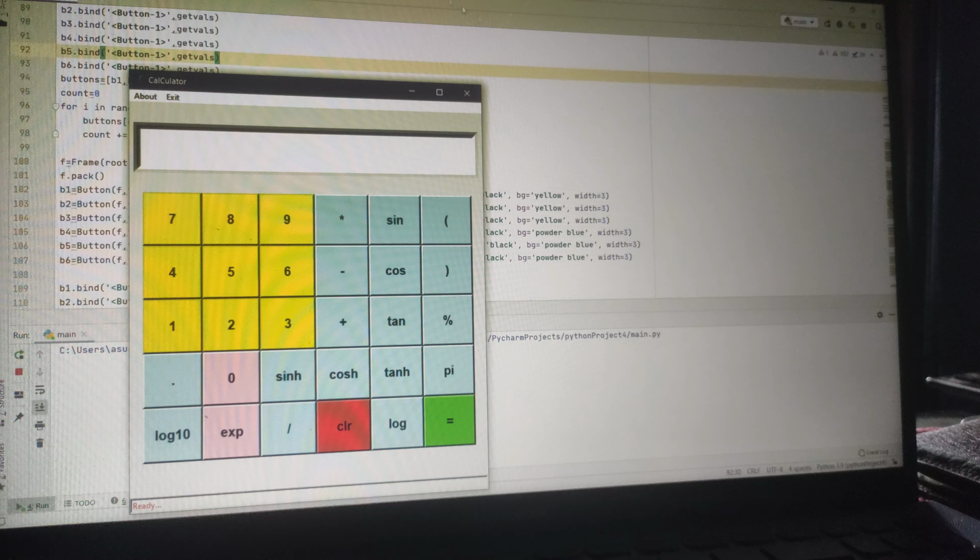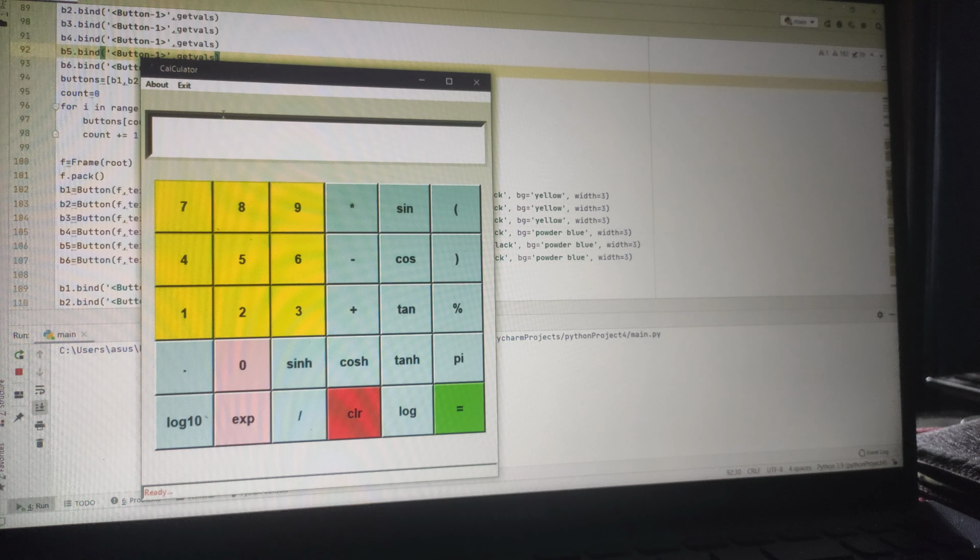Okay, so I run this command. This is what the user interface of this scientific calculator looks like. Here I have 7, 8, 9, 4, 5, 6. These are the numeric keypads. Here are multiply, minus, plus, and to the left of the clear button is divide. So these are the basic operations, and here sine, cos, tan are the trigonometric functions.